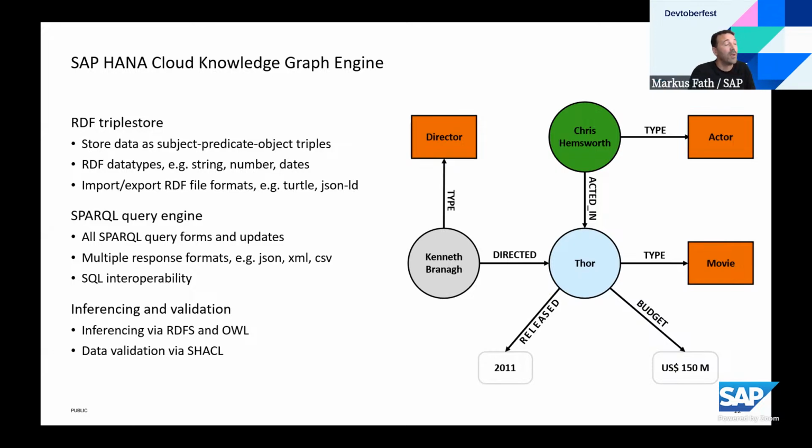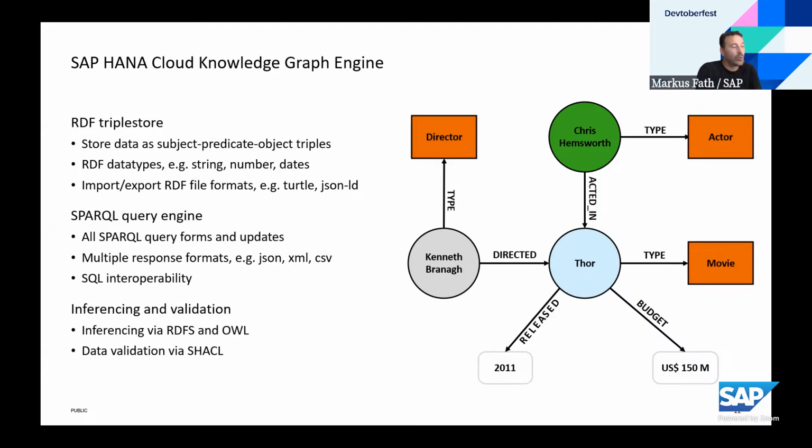We do support importing and exporting, of course, of the most commonly used, or all commonly used RDF file formats. So probably you heard of Turtle or JSON-LD, which stands for JSON linked data. So you can import and export them in and out of a HANA Cloud system. Of course, on top of that RDF store, we provide a SPARQL query engine. So I'll cover that in a second. So a way to query and manipulate the data in such an RDF database.